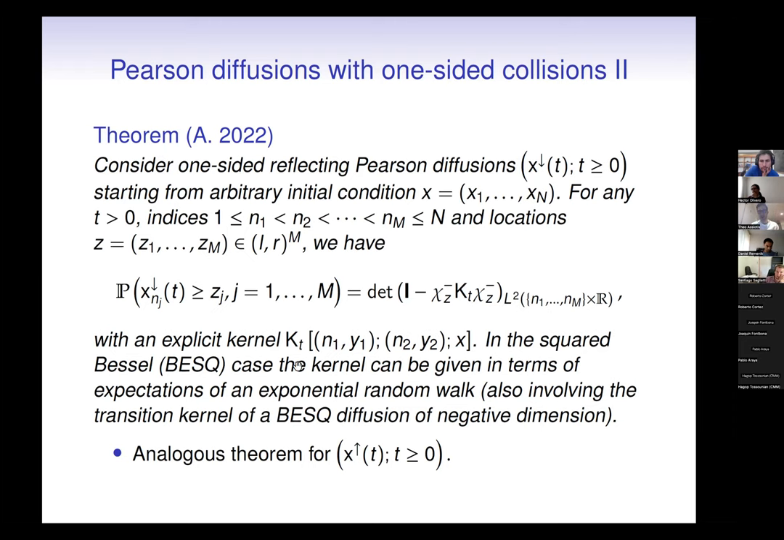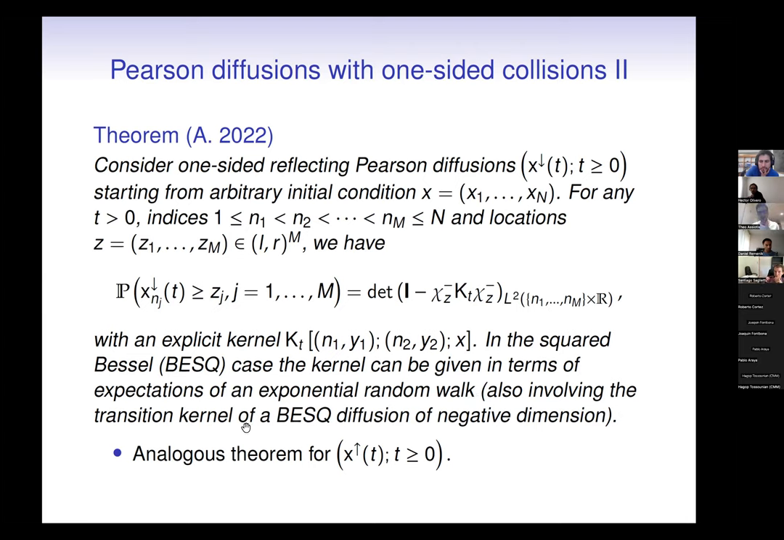So the formula I have here for the Brownian case, it boils down to the previous result. You can show that. But also in the square Bessel case, which is somehow the next nicest, if you like. Of course, the Ornstein-Uhlenbeck is very close to the Brownian, so I don't really count it. So in that case, the kernel can be given in terms of expectations of the same exponential random walk that I mentioned before. And now instead of Hermite polynomials, in principle, Laguerre polynomials can also appear.